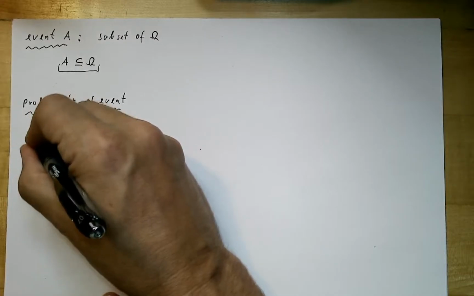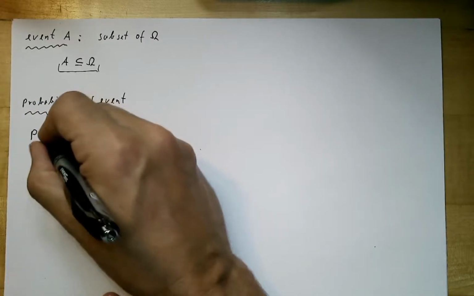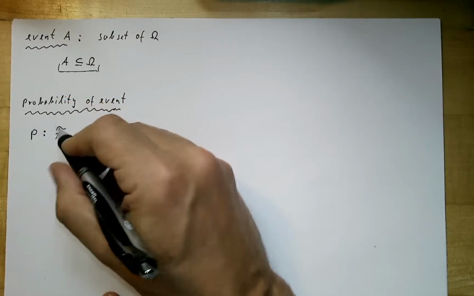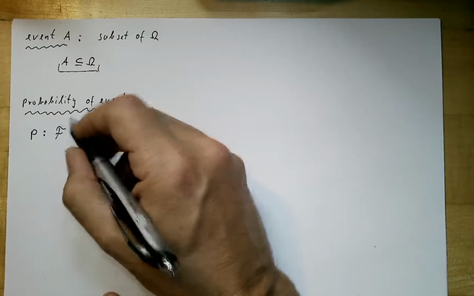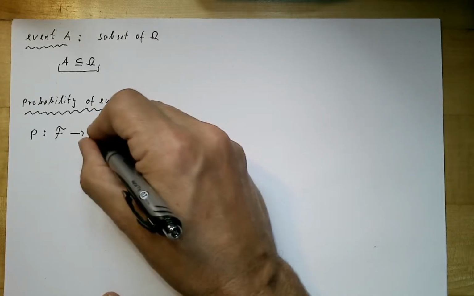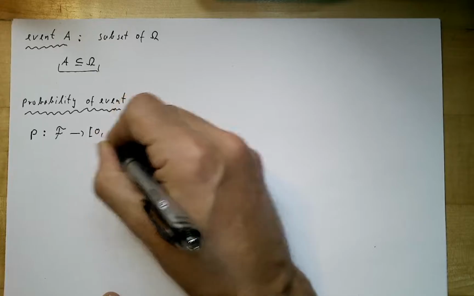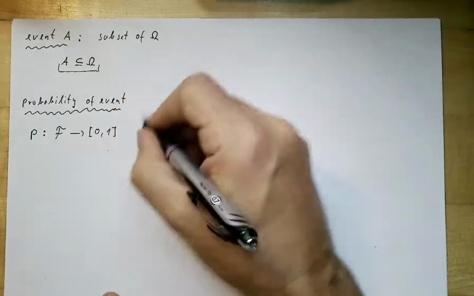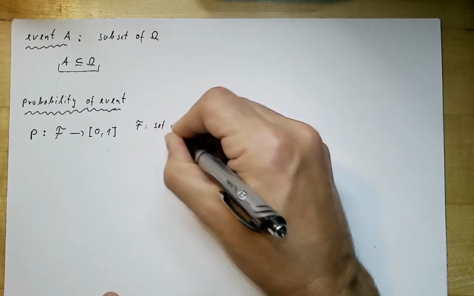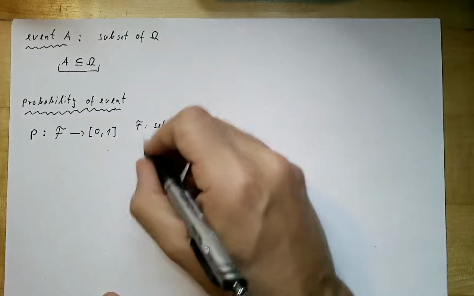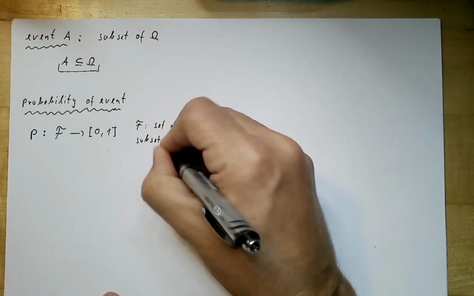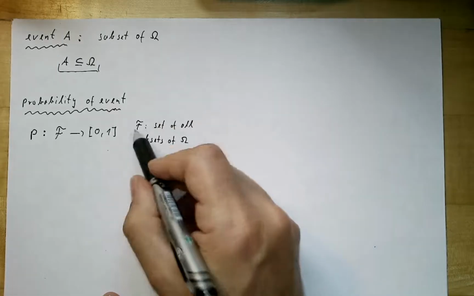So we say P, the probability, is a function now from some object F, that's the set of all possible events, and every event is attributed then the probability between 0 and 1. And this function F is the set of all subsets of omega, the set of all events.